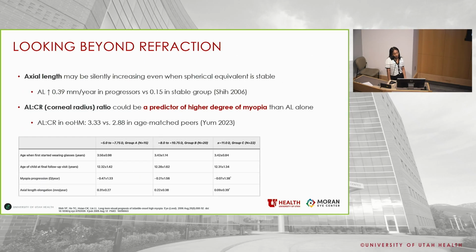And as we look beyond refraction, this is one of the more interesting findings that I came across. Axial length can increase even when refractive error plateaus. So if we're just looking at spherical equivalent, we might miss silent progression. They also found that axial length to corneal radius ratio could potentially be a predictor of a higher degree of myopia when compared to seeing axial length alone.